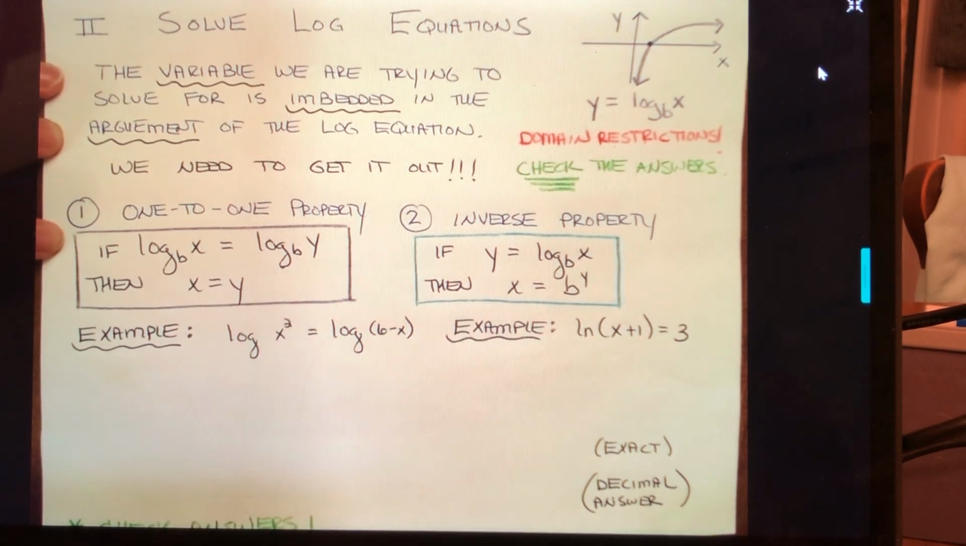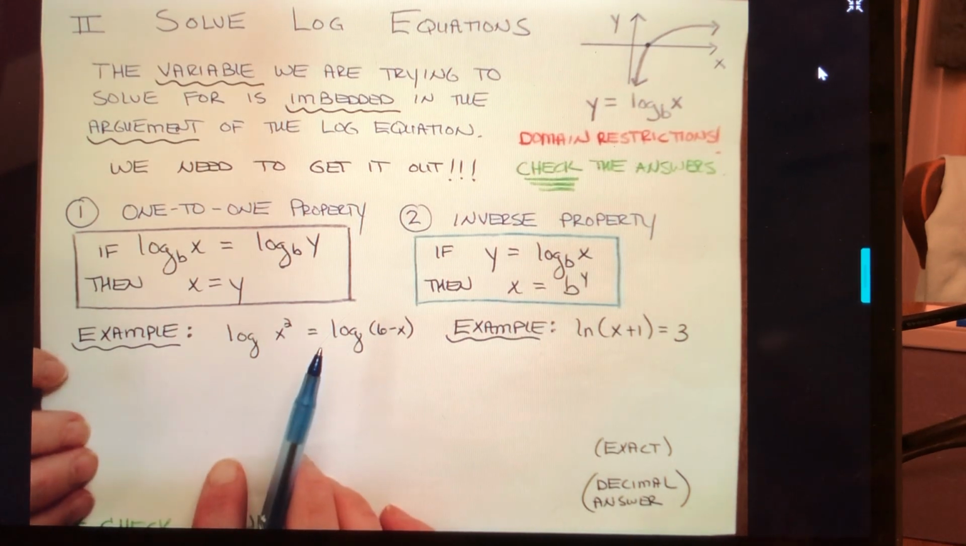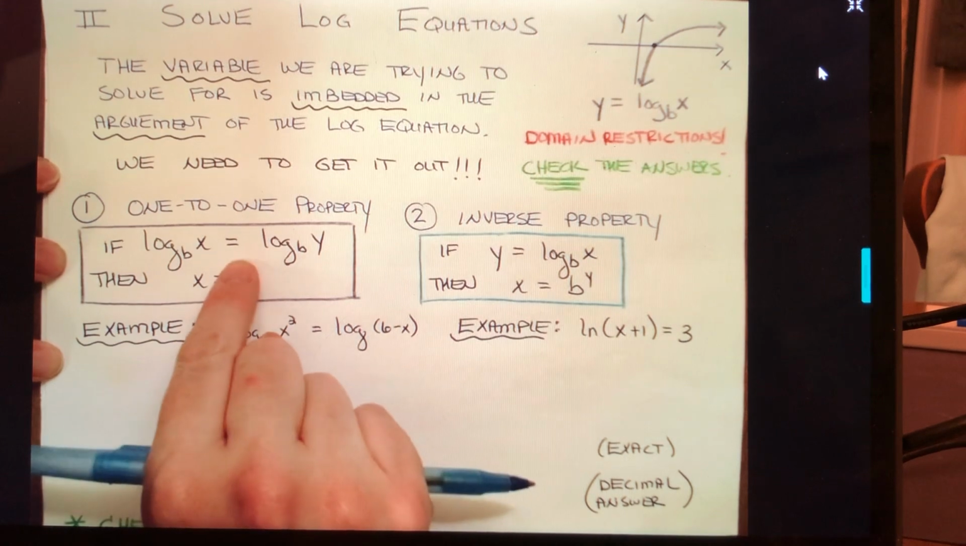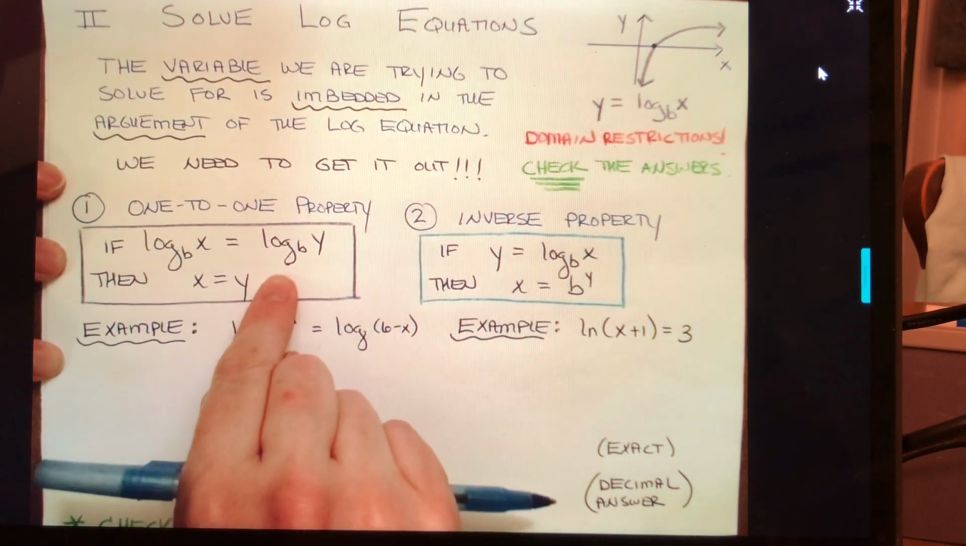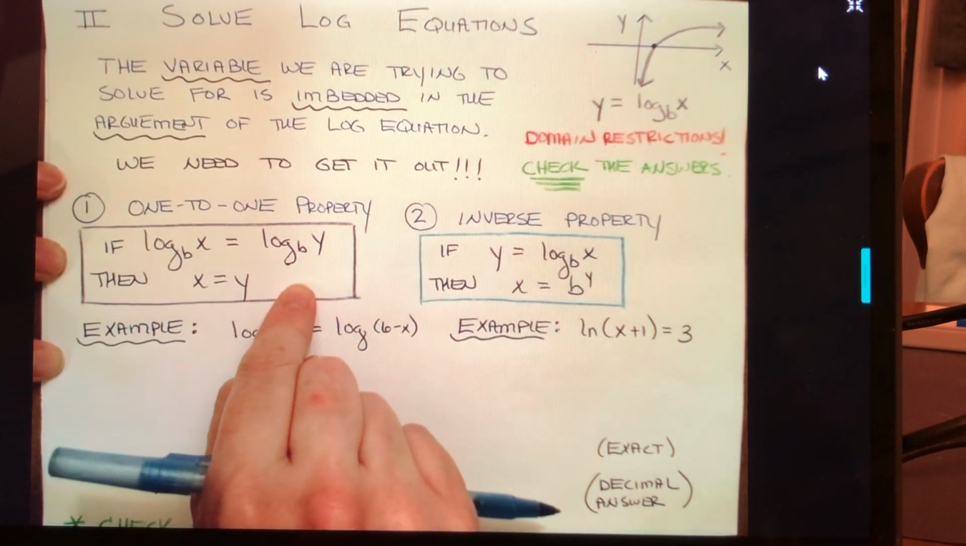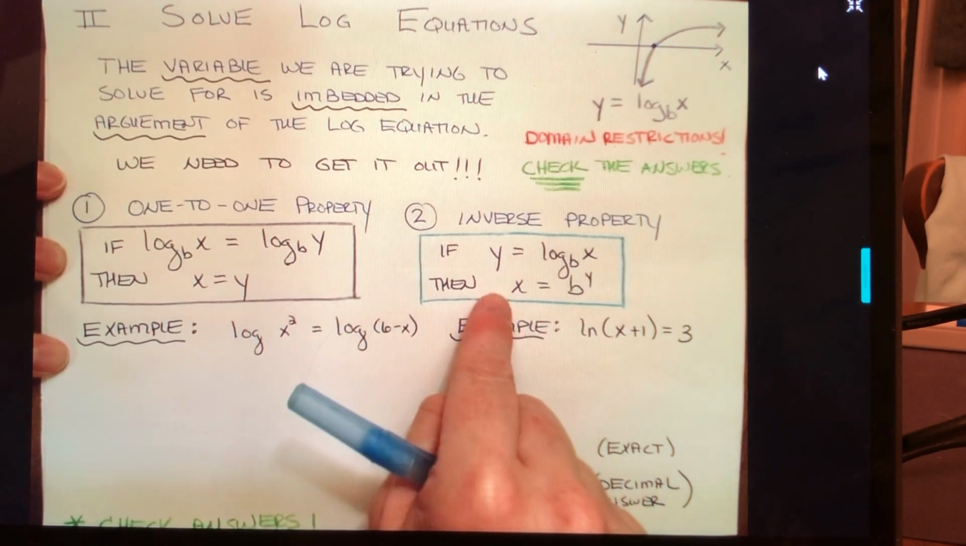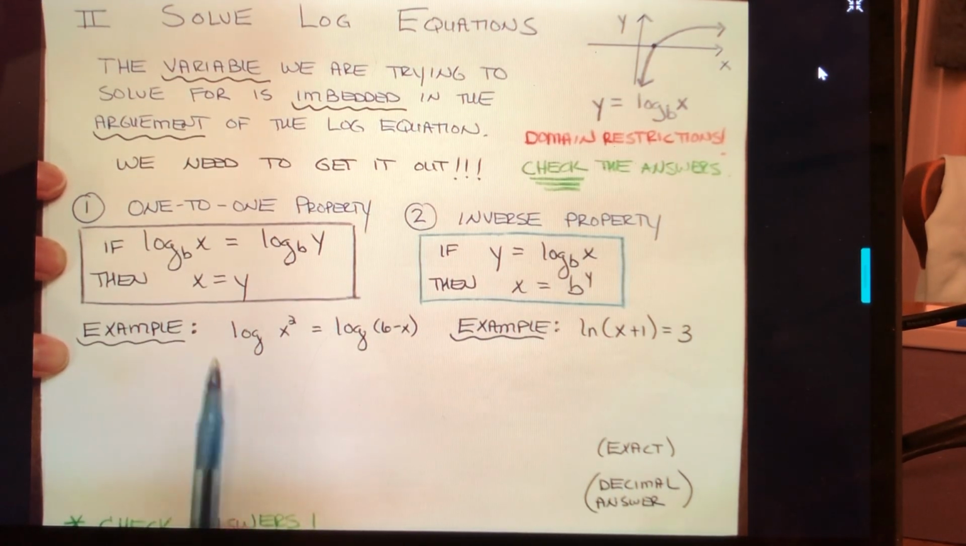And there's 2 ways to do that: one-to-one and inverse property. And just as you may have suspected, the one-to-one method is the simplest, easiest, most straightforward if it's one-to-one. If it's not one-to-one, we're going to do it the other way using the inverse property, or what I like to call the long way.